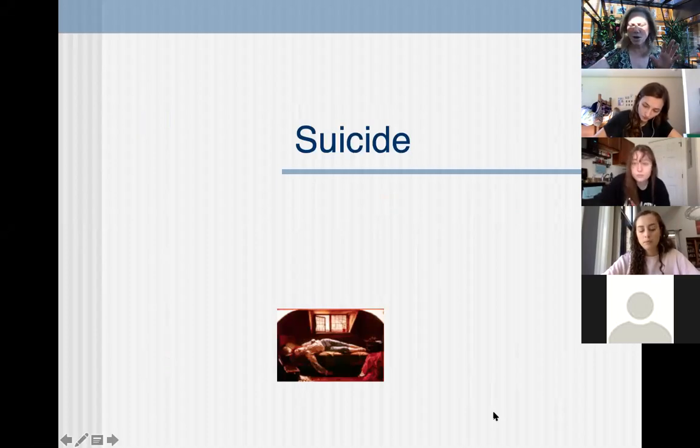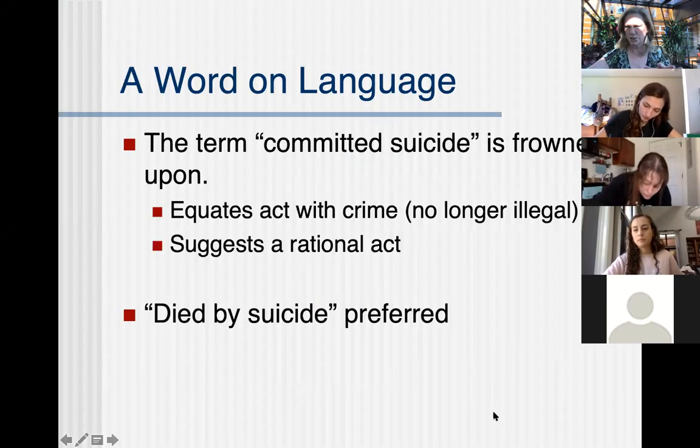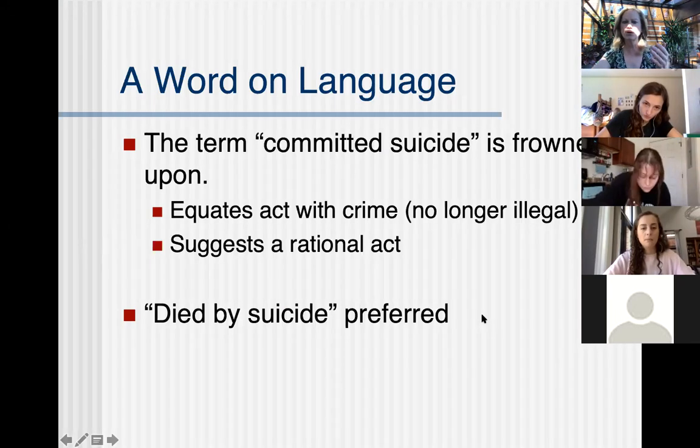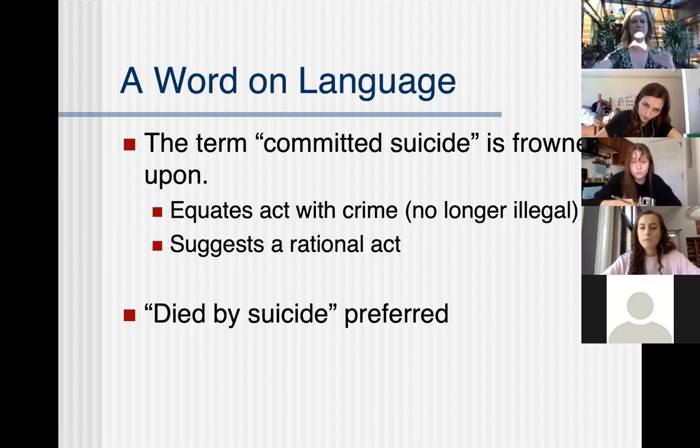And let's start by talking a little bit about language and how language has evolved and how professionals treat this term now. We used to say that an individual, when they died of suicide, they committed suicide. And nowadays we're trying to move away from that language. I know I'm having to work pretty hard myself to correct myself on that.